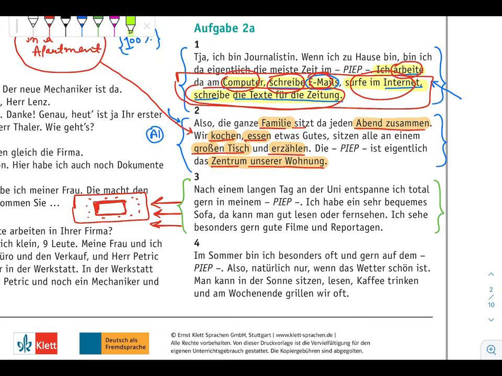Nach einem langen Tag an der Uni entspanne ich total gern in meinem Ich habe ein sehr bequemes Sofa, da kann man gut lesen oder fernsehen. Ich sehe besonders gern gute Filme und Reportagen.